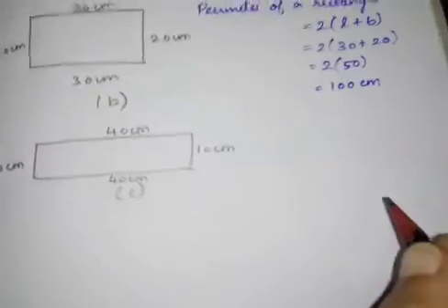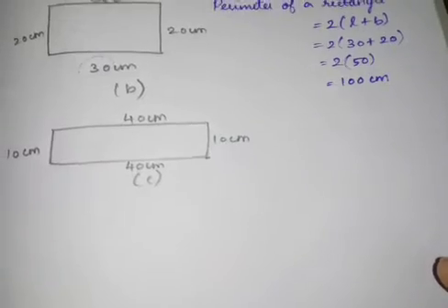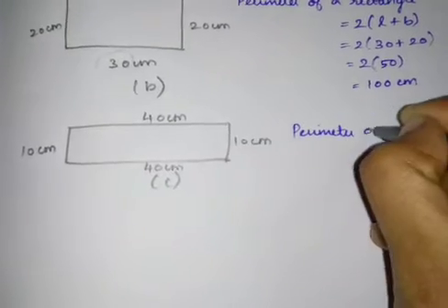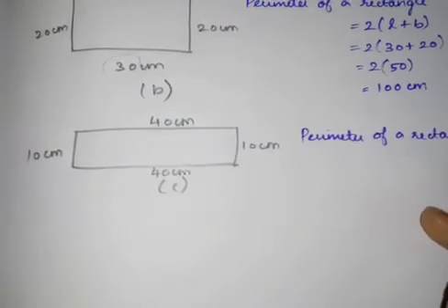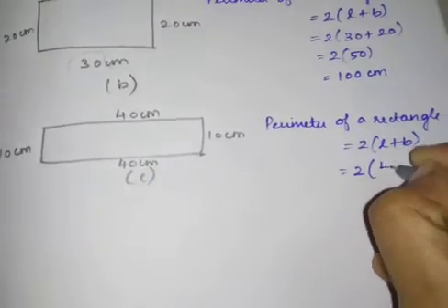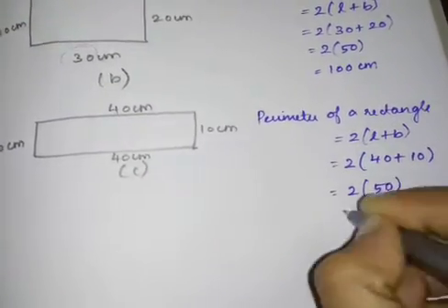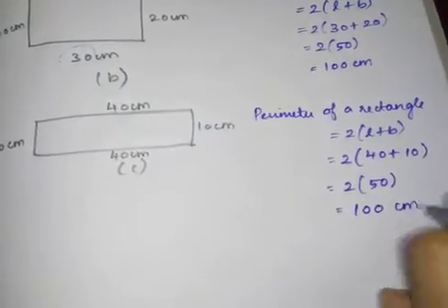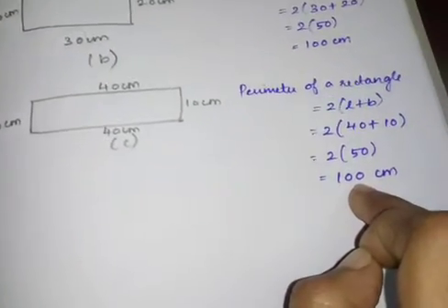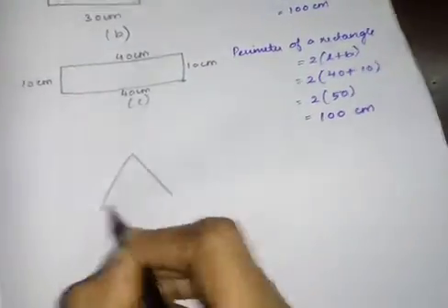So this is your C problem. Okay. So what figure is this actually? This is one rectangle, right? So the perimeter of a rectangle is equal to 2 into L plus B. What is the length here? 40. What is the breadth here? 10. So 2 into 40 plus 10 is 50. 2 into 50 is 100 centimeter. So what is the perimeter of this rectangle, children? 100 centimeter. Yes? Did you get that? Okay. Next, D problem. This is one triangle, right?